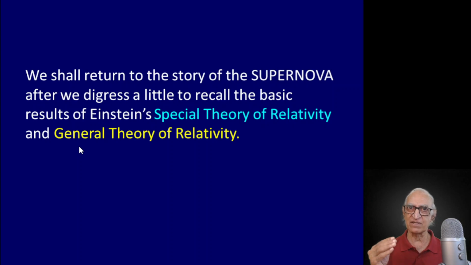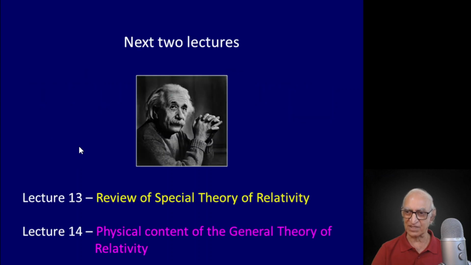Because by the time we reach white dwarfs, we will be dealing with stars which are relativistic. So we must understand special relativity properly. And by the time we go to neutron stars, long before it becomes a black hole, general relativity becomes important. So we must have some understanding.